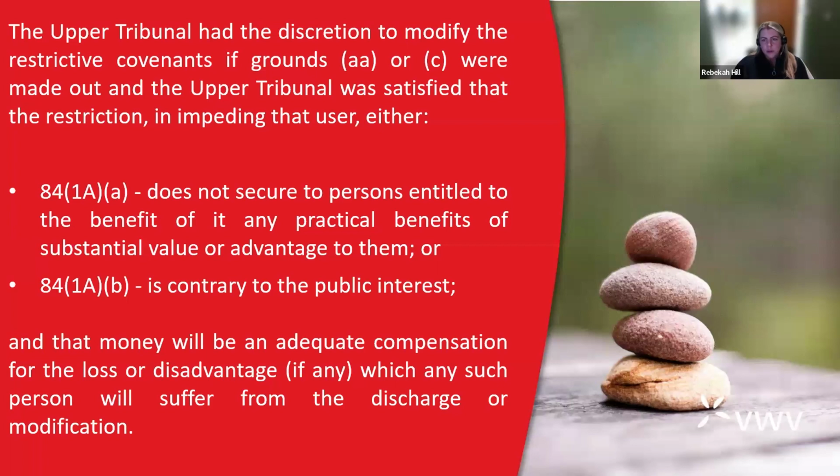The Upper Tribunal had the discretion to modify the restrictive covenants if grounds AA or C were made out and the Upper Tribunal was satisfied that the restriction in impeding that user, either 84(1)AA, does not secure to persons entitled to the benefit of it any practical benefits of substantial value or advantage to them, or 84(1)AB is contrary to the public interest, and that money will be an adequate compensation for the loss or disadvantage, if any, which any such person will suffer from that discharge or modification. Next slide, please.